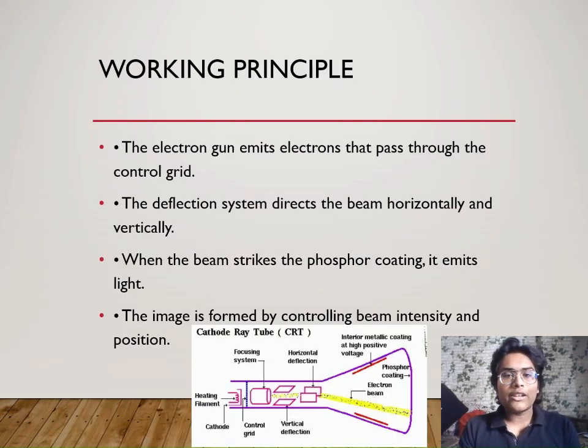Basically, when the electron gun emits electrons, they pass through the control grid and are accelerated towards the screen. The deflection plates control the direction of the beam, moving it horizontally and vertically to cover the screen line by line. When the beam hits the phosphor coated screen, it lights up. By controlling the intensity of the beam, different brightness levels can be achieved, forming the picture.